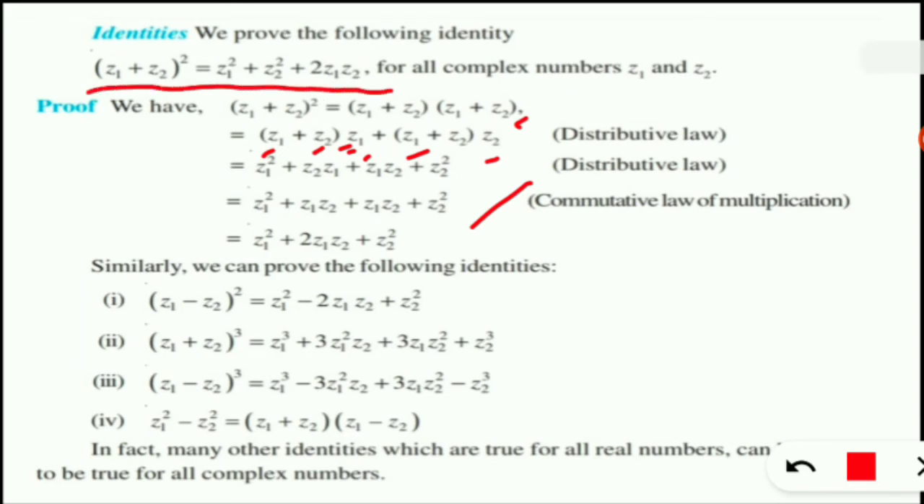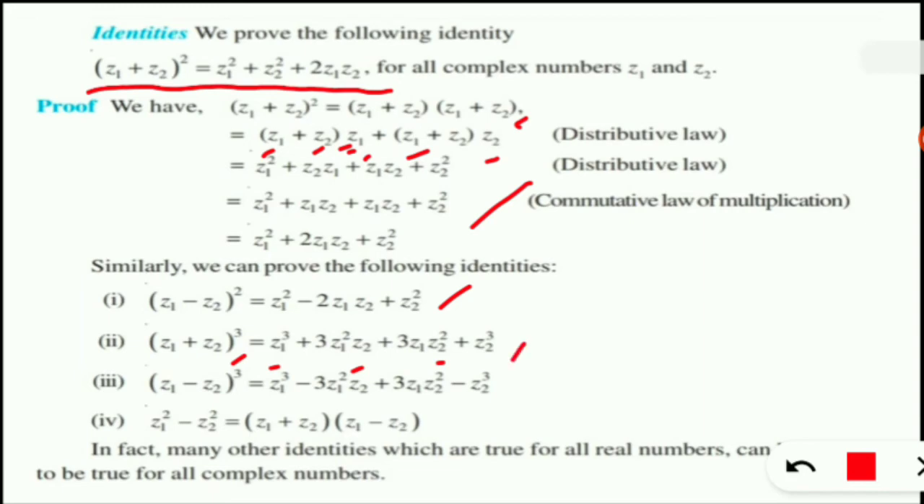Similarly we can prove the following identities. Next, (z1 minus z2) whole square, that's in (a minus b) whole square form. So a square, that means z1 square minus 2 z1 z2 plus z2 square. Next, (z1 plus z2) whole cube, (a plus b) whole cube form. So z1 cube plus 3 z1 square z2 plus 3 z1 z2 square plus z2 cube.